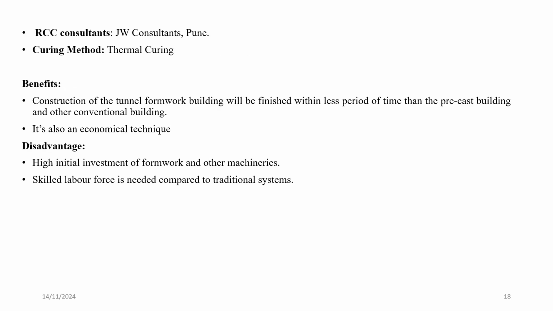The RCC consultants were JW consultants, and the curing method used was thermal curing. The benefits of using tunnel formwork were that the building was constructed within less period of time than the precast building and the other conventional buildings. It was also an economical method. Disadvantages: high initial investment of formwork and other machineries was required, and skilled labor force was also needed compared to the traditional systems.